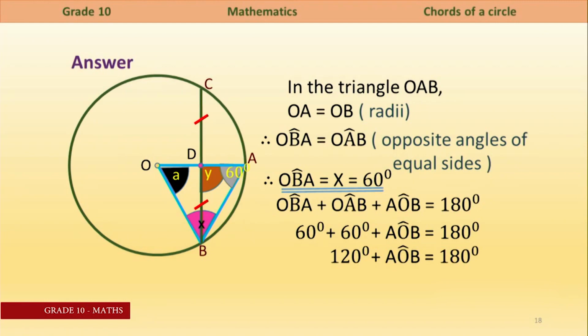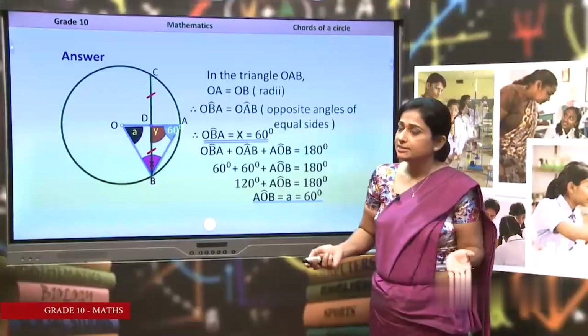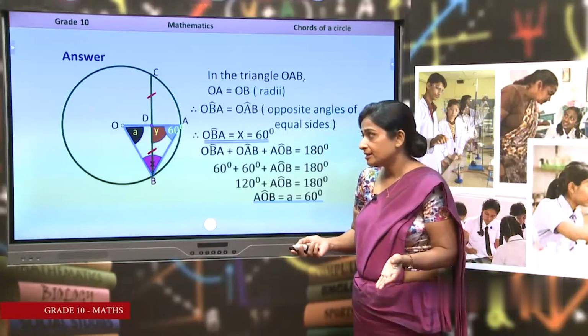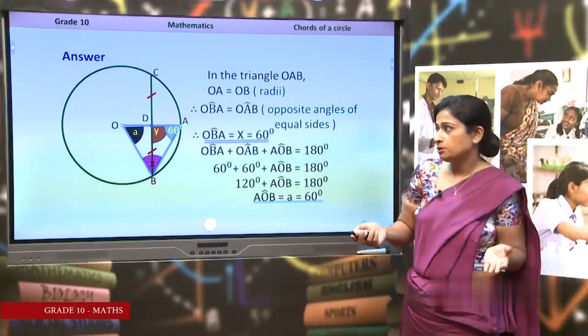So 60 plus 60 makes 120 and we have to take AOB. To take that, we have to remove 120 from the left hand side and we can take AOB. It is 60 degree. AOB means angle A. That is 60 degree. We have found all three angles. Y is 90, X is 60, A is also 60.